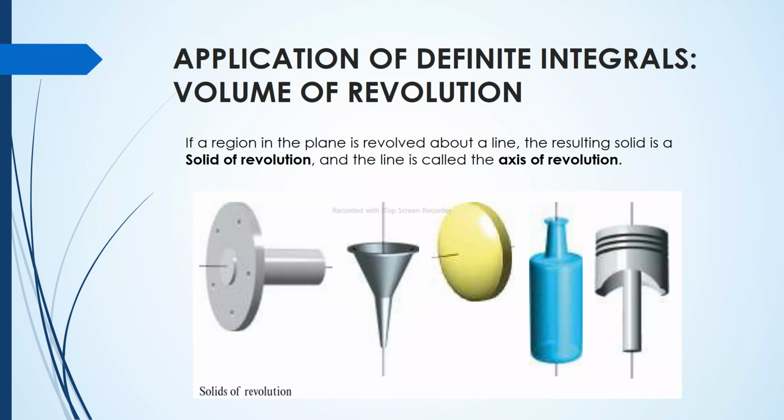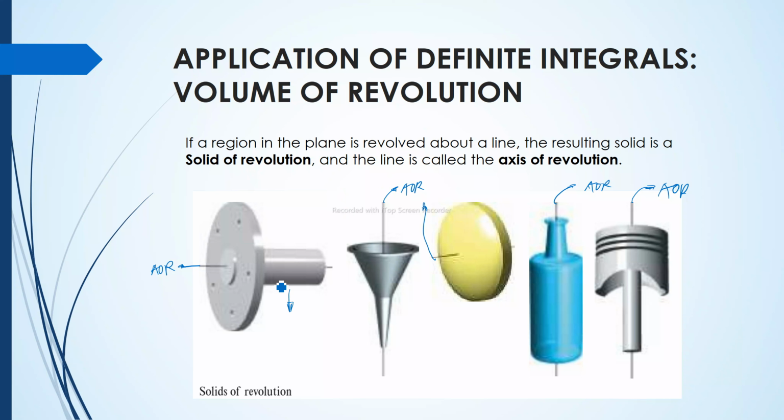We have a sample here. If you can see, the objects here are all in symmetry. If you notice, we have our axis of revolution here, and the same with this one. If we revolve a region bounded in the plane along an axis, it will result in a three-dimensional solid.